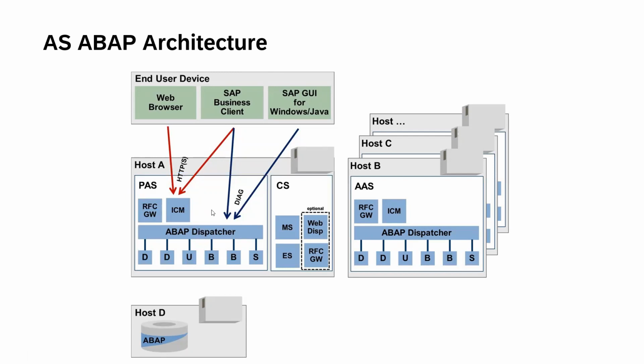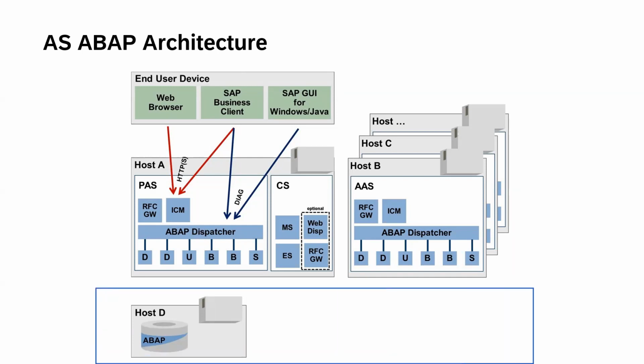Okay, is that clear? So again, here we have the bottommost layer, which consists of your database layer. This is the hardware for my system for my database, and this is the database which contains my AS ABAP database. This is a separate host on which my database has been hosted.